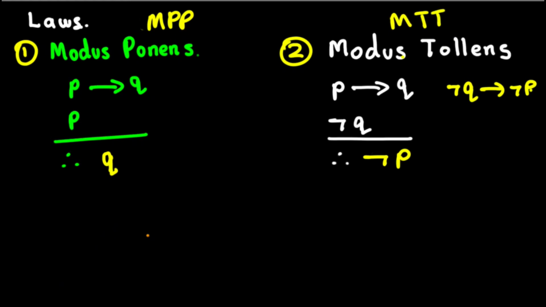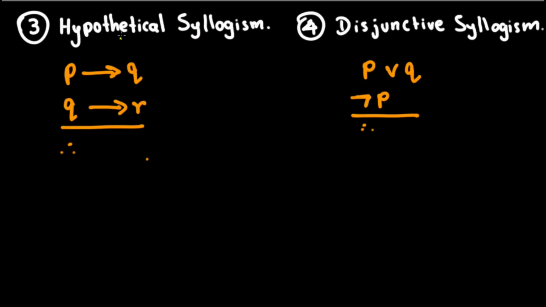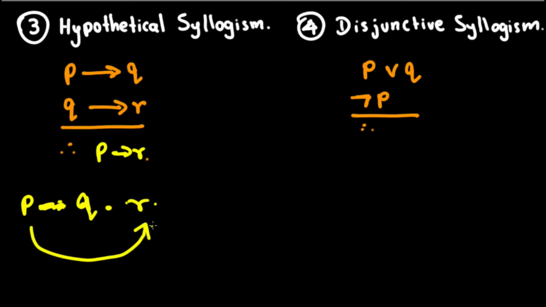Now let's look at some other laws. The next one is hypothetical syllogism. Hypothetical syllogism basically says P arrow Q, Q arrow R, that is equivalent to P arrow R. It's basically like, let's say we have P, here we have Q, and here we have R, and it's directly jumping from here to here, right? That's how it's derived.